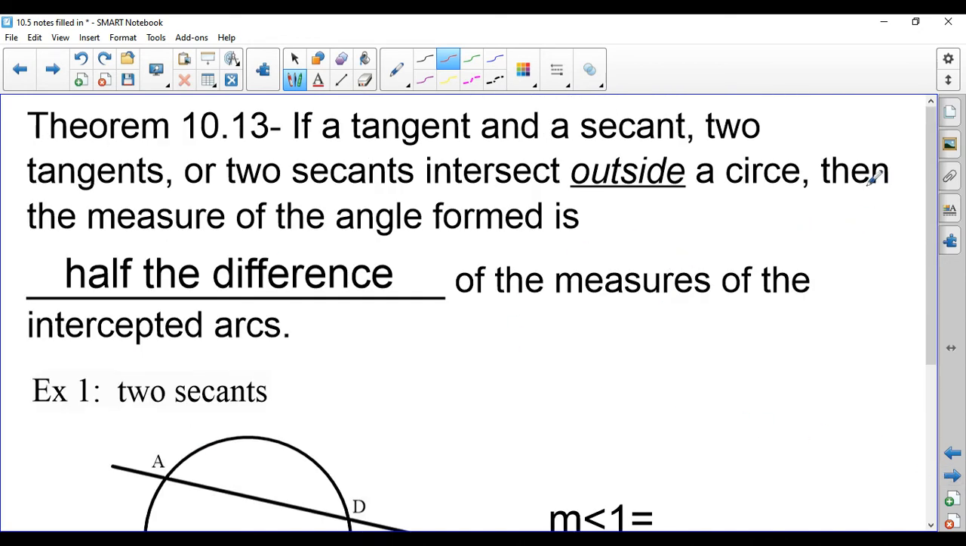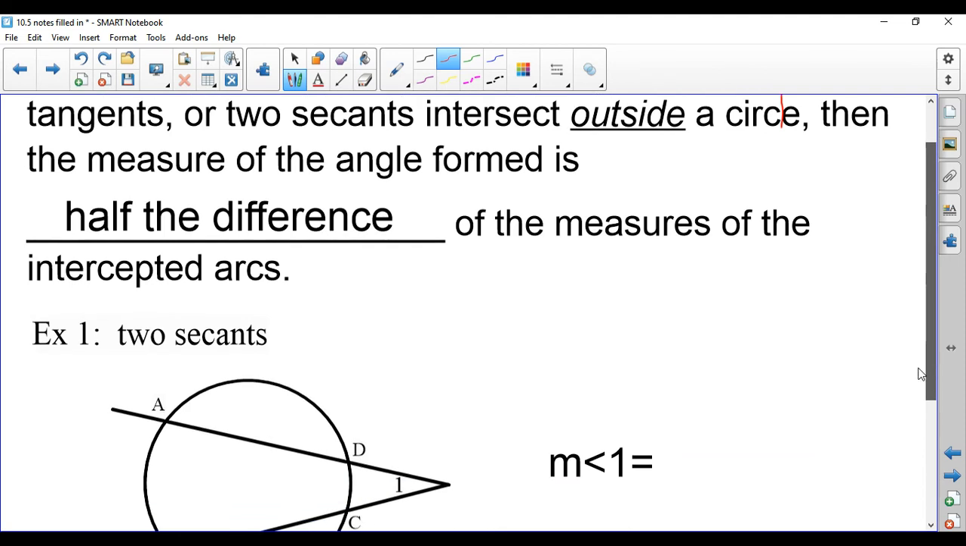The last rule we can have a couple different cases of. If a tangent and a secant, two tangents, or two secants intersect outside of a circle, then the measure of the angle formed is half the difference of the measures of the intercepted arcs. There's three different cases here, but these are all angles that are outside of the circle, and their rule is that they are half the difference of the measures of the intercepted arcs.